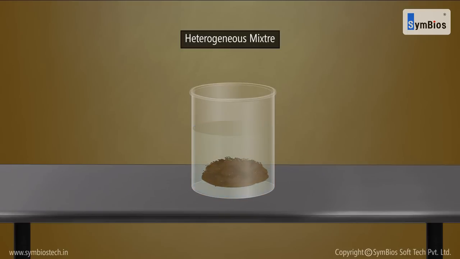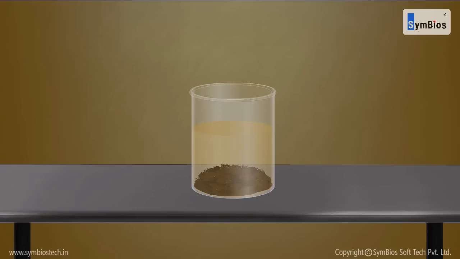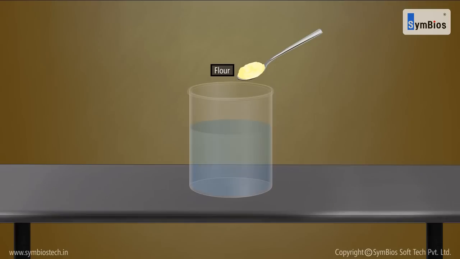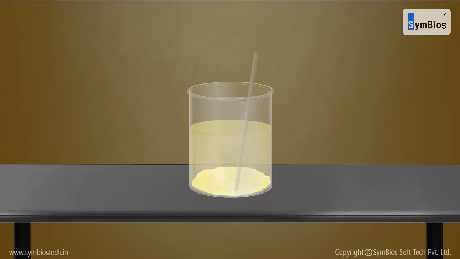Heterogeneous mixture. The composition and properties of a heterogeneous mixture are not uniform. Activity. Take a spoonful of flour and mix it in water. You will notice that the liquid becomes cloudy and the flour doesn't dissolve to give a clear solution. This shows that the mixture is heterogeneous in nature.